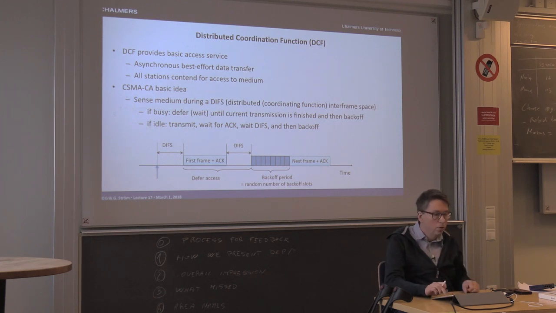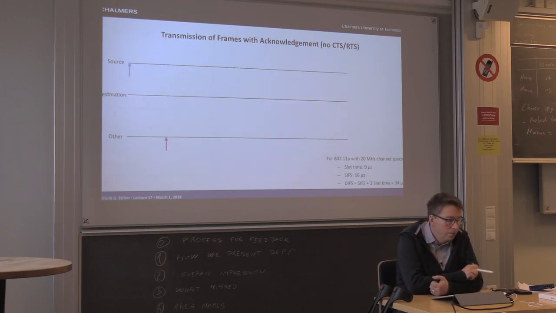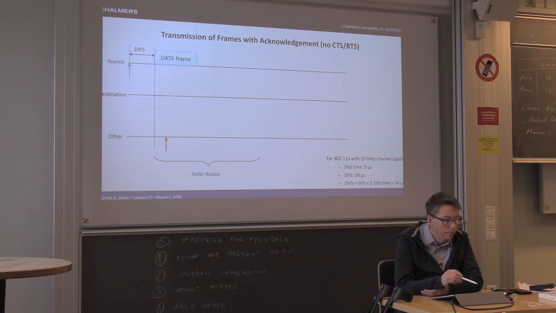Okay, so the details look something like this. We have a source, we have a destination, and we have all other nodes. So what's going to happen here now? Well, first of all, we wait the DIFS. We need to do that. So the source listens to the medium, and the medium is idle over the DIFS. So now it can start to transmit. So it transmits its frame.